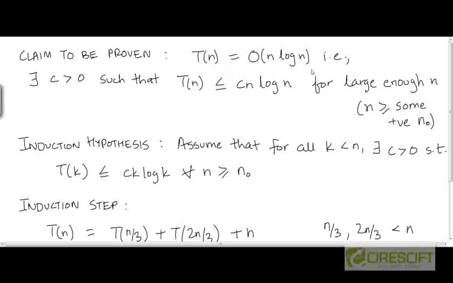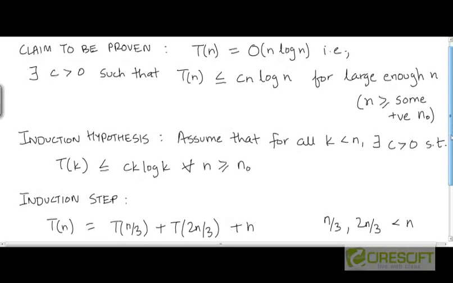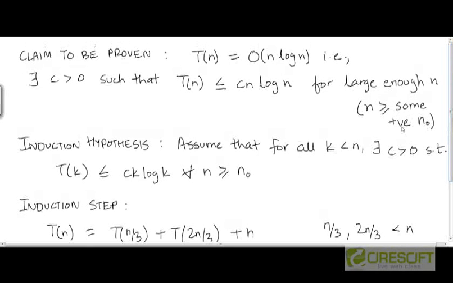Now we need to be more specific than this. So we're going to say that we want to prove by induction that there exists a positive constant such that T of n is bounded from above by a constant multiple of n log n for large enough n, that is for values of n larger than some positive threshold value n naught. This is the claim to be proven by induction. In the next video, we'll go through the proof.